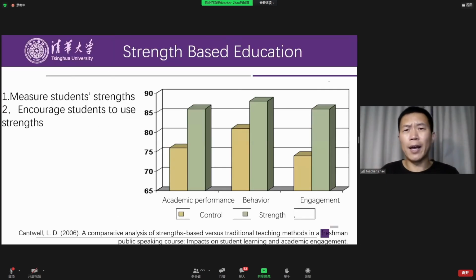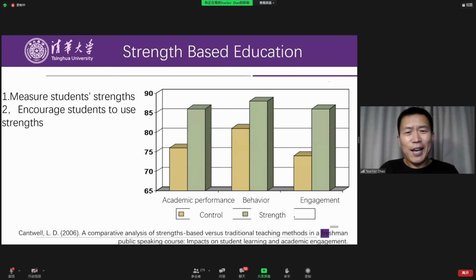So here is a new model of teaching called strength-based education. It measures students' strengths and encourages students to use their strengths. And the research found that the students in the strength group, represented by the green column here, have better academic performance.